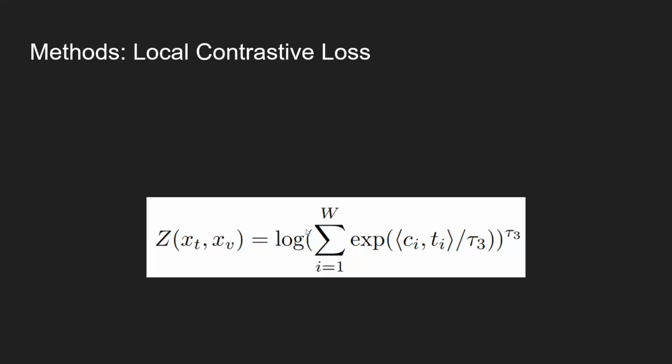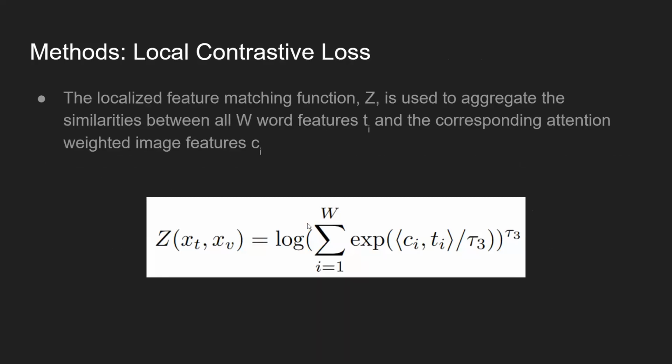So they also used a local contrastive loss. The localized feature matching function C is used to aggregate the similarities between all W word features T sub I and the corresponding attention weighted image subfeatures C sub I. And this is the formula for this feature matching function here.